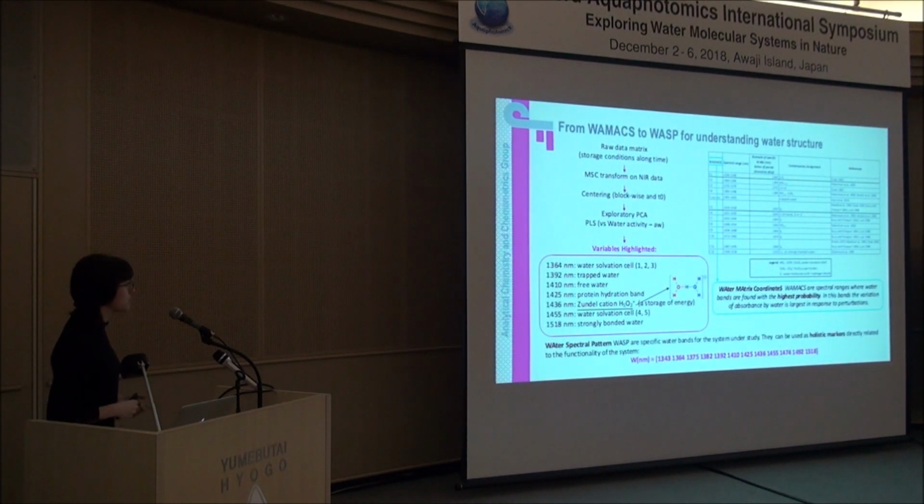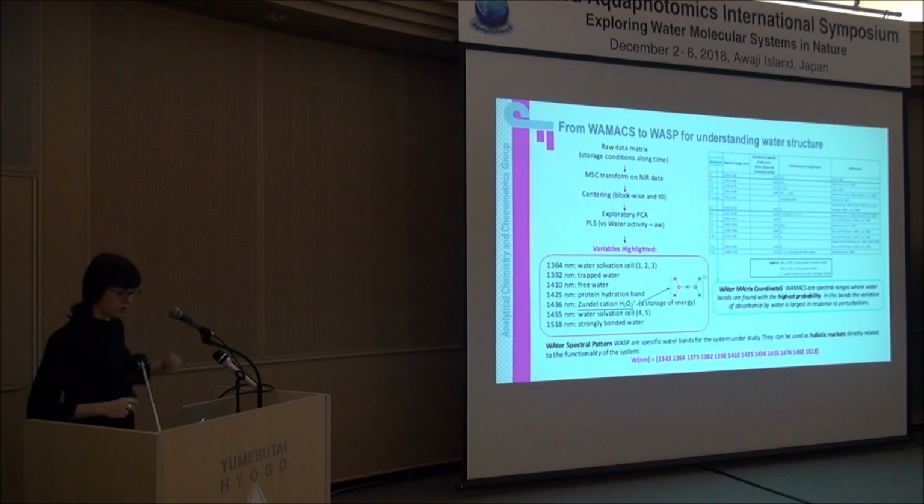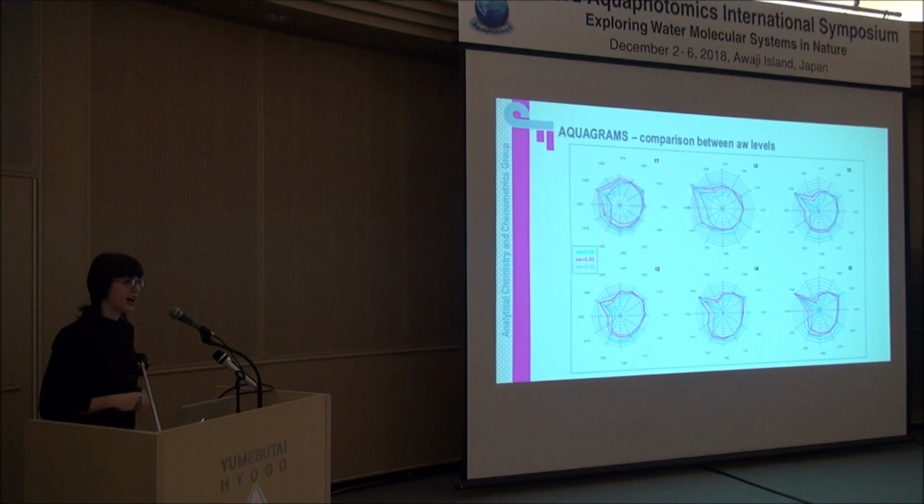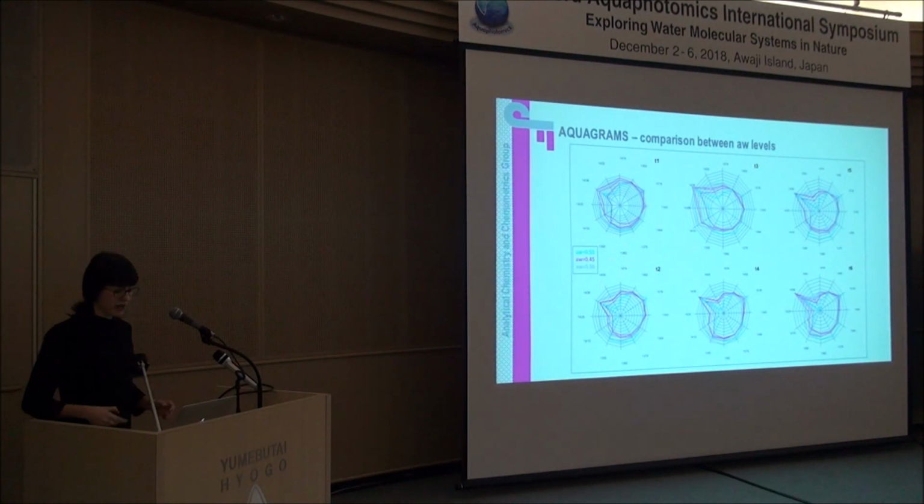We decided to select also other variables inside the WAMAX to have a whole comprehension of the system, using also other bands. And here are our aquagrams. So I will present 2 types of aquagrams. This first one is aimed to separate the times, T1, T2, T3, T4, T5, and T6, so as to underline the time trend. What we can see here is, in my opinion, interesting.